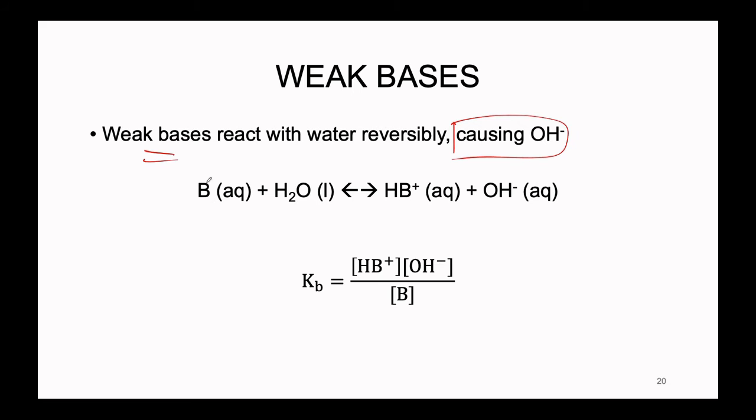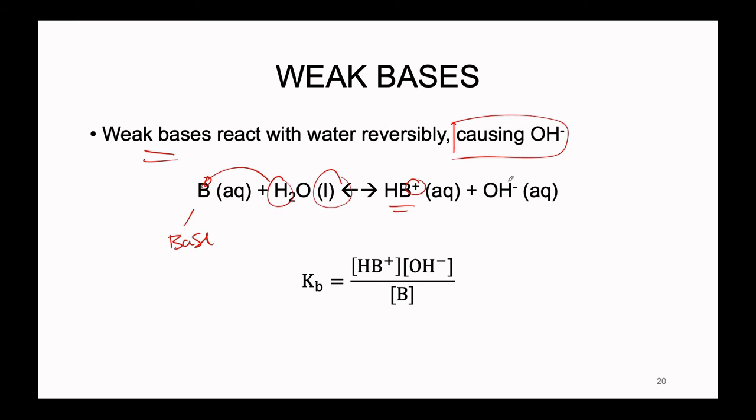Our base in the generic notation is going to be represented by this B for base. It will interact with water reversibly, water again being a liquid here. Everything else is aqueous because everything else is dissolved inside of the water. Now the base is going to pull one of the H pluses to it, and that will result in an HB plus. This plus sign results from the H that the base pulled to it having a positive characteristic. This is also going to leave OH minus behind.